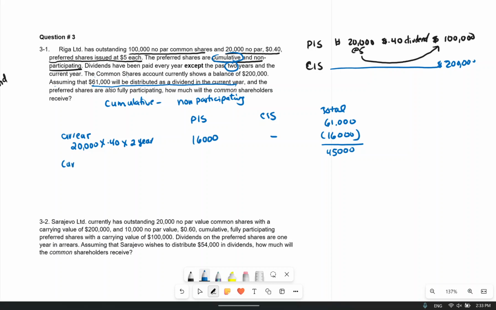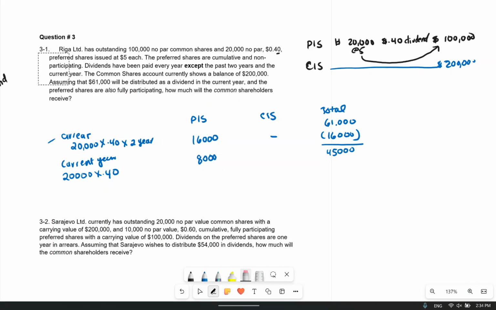Then we have to pay the current year dividend to my preferred. So $20,000 times your 4.47, I paid them 8,000. Now we needed to know, and the preferred shares are also fully participating. So we're doing a calculation when the preferred shares are cumulative and fully participating at this point. So at this point they said we need to do the calculation when the preferred shares are fully participating, and we want to know how much should be given to common.